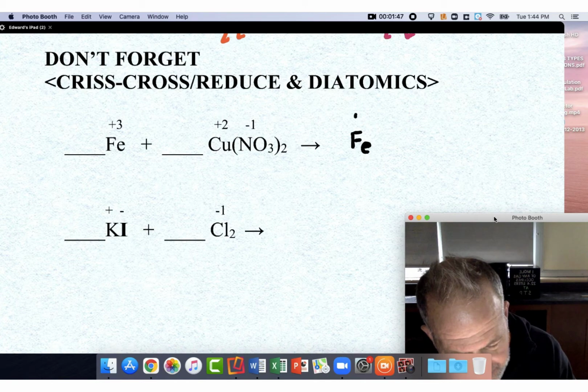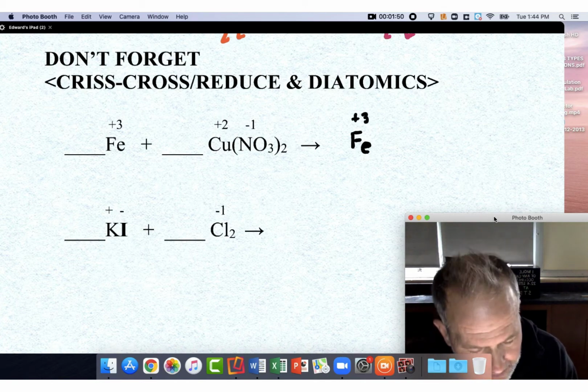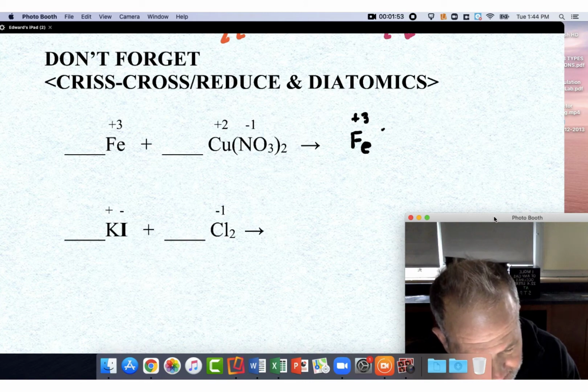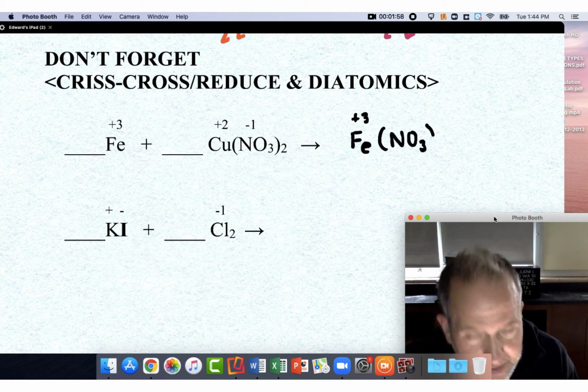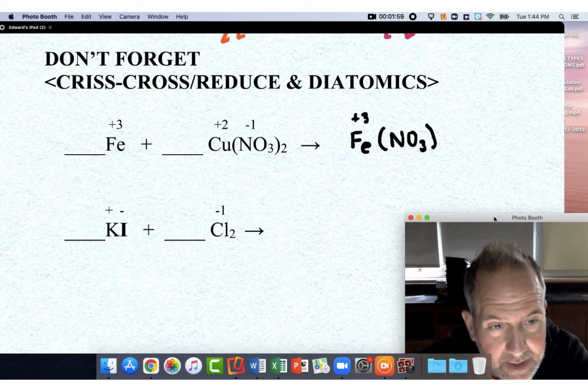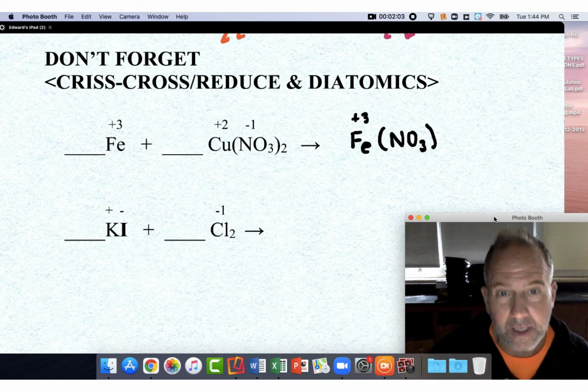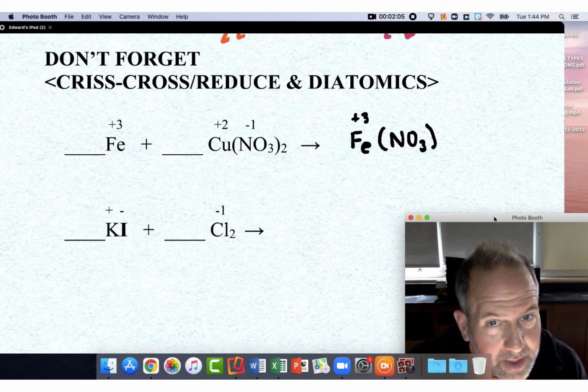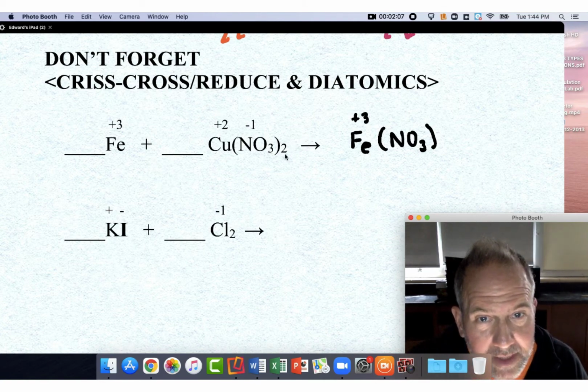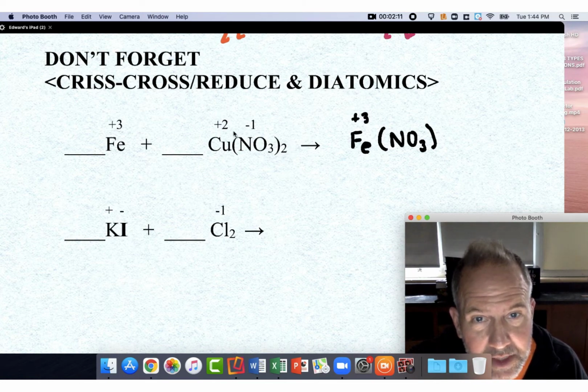Fe is plus 3, so Fe has to replace the plus 2, the Cu. It's going to replace the Cu, and it's going to be with NO3. Now, we're not dragging any subscripts across that line unless they're in parentheses, unless they're polyatomic ions. So don't take that 2 that's outside the parentheses, because that 2 is only there because of the charge of the Cu.